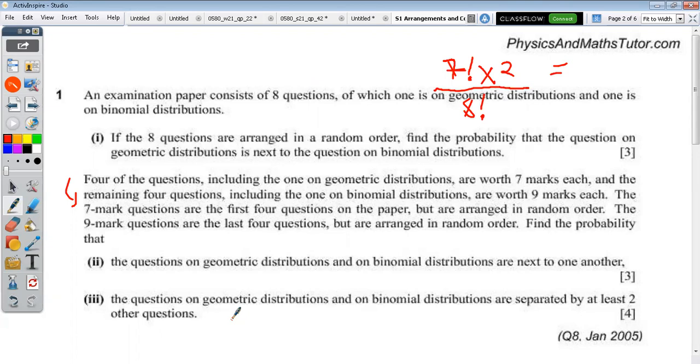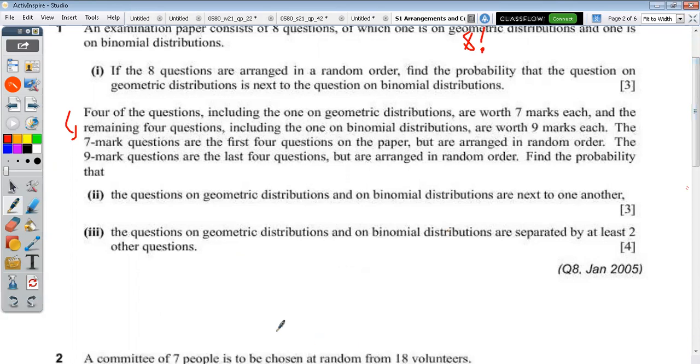Find the probability that the question on the geometric distribution and the question on the binomial are next to one another. Clear? So before you answer, think of sections. We have 2 sections, section A and section B. This is a 7 mark section, and this is a 9 mark section. Do you agree? 7 mark questions, followed by the 9 mark questions.